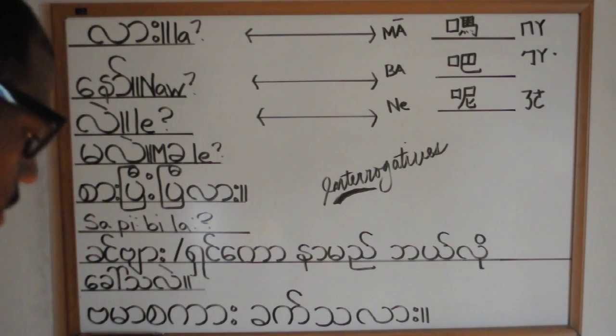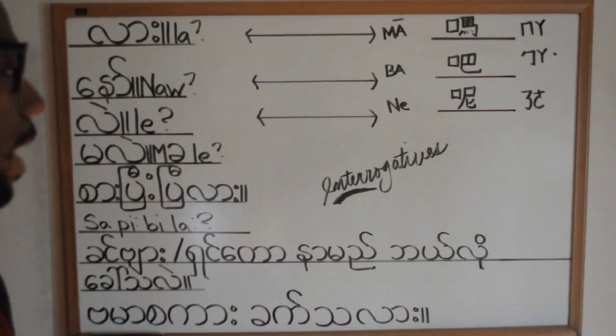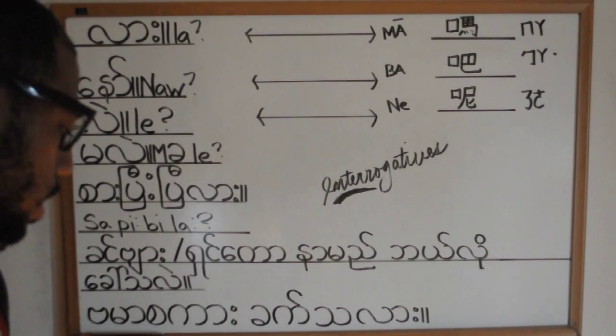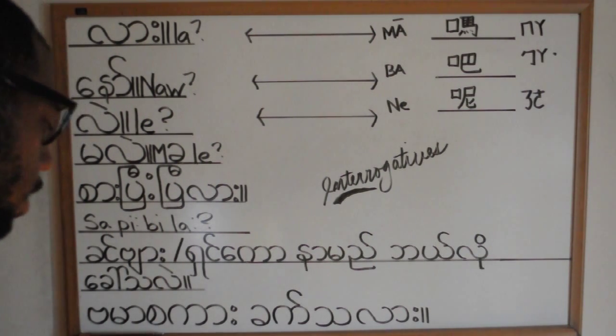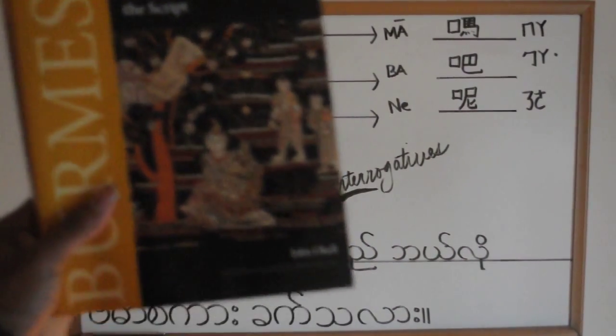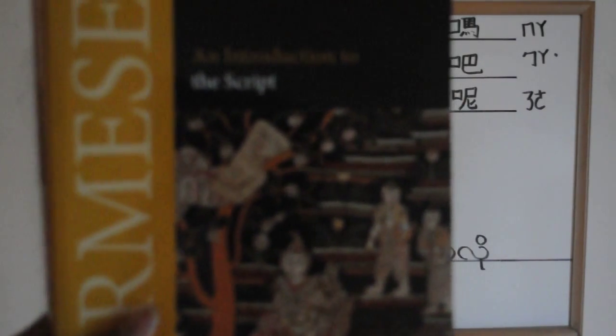So the first thing I want to do is introduce some resources. For those of you who are not only interested in speaking the language but also reading, I want to recommend some resources for you. Now, the first thing I'll recommend is the Introduction to the Script by John Oakell. This is a very good course. Very, very good. And the great thing about this is if you purchase this course, the audio is free to download on the website. They'll provide you with the link inside of the book.